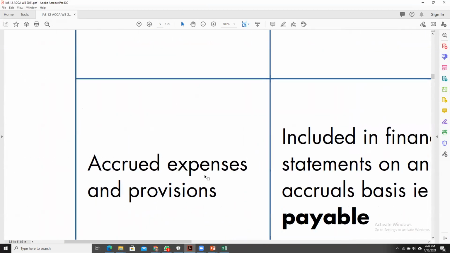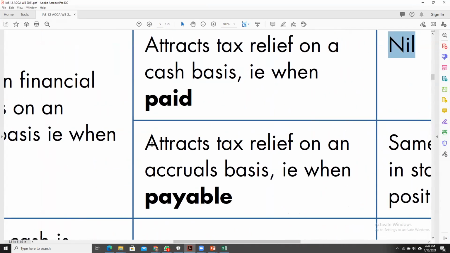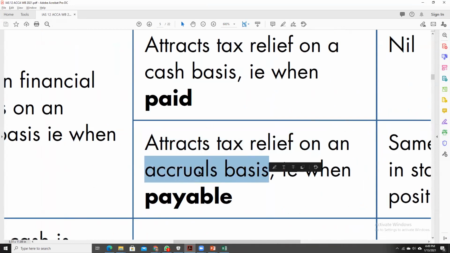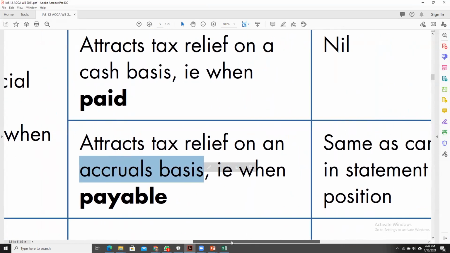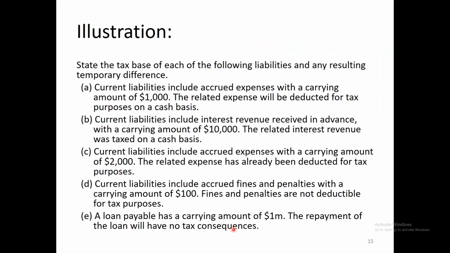Accrued expenses. In the case where tax relief is on an accrual basis, it means this time the tax base is the same as the carrying amount in the statement of financial position. So therefore, there is no deferred tax. Right? There is no deferred tax.